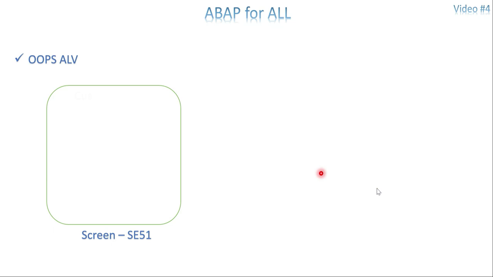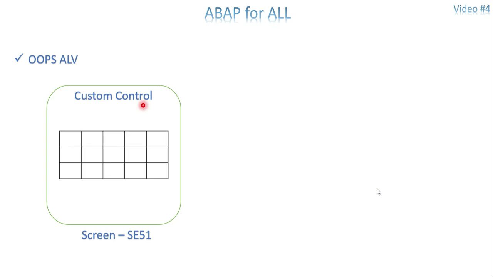So go to the SE51 layout and use the custom control, just drag and drop. It's similar to the subscreen area: just drag and drop the space however much you want. Just the same way you have to do the custom control as well. Once it is done, I'm going to keep my ALV on it. ALV, you know about it, is a table format, nothing much.